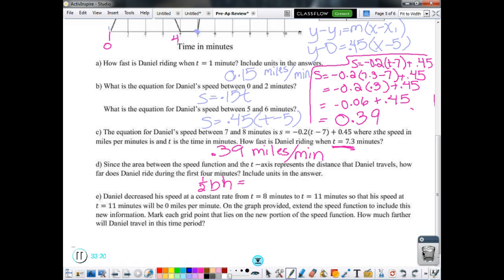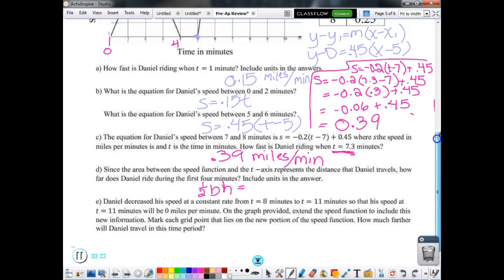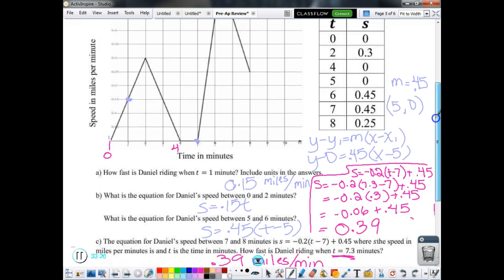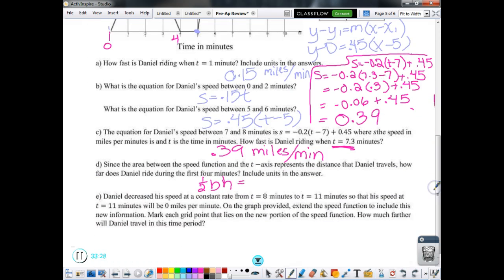Okay, so what's the base? The base is 4. What is the height? The height is 0.3. So I want 1/2 times 4 times 0.3. So half of 4 is what? 2. 2 times 0.3, which is what? So 0.6. But what does that mean?